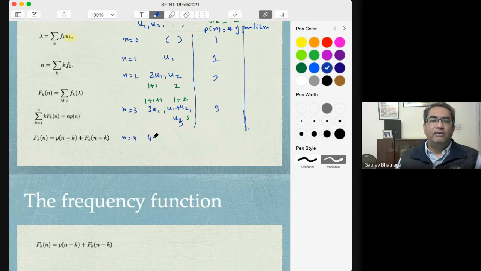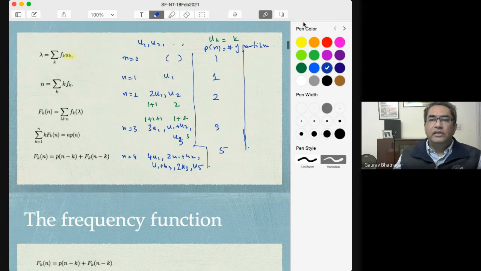So you add 4 U1, 2 U1 plus U2, U1 plus U3. And now you add U2 to U2. So you go back 2 steps and you can add and get some partition and U5. So here you have 5 partitions.